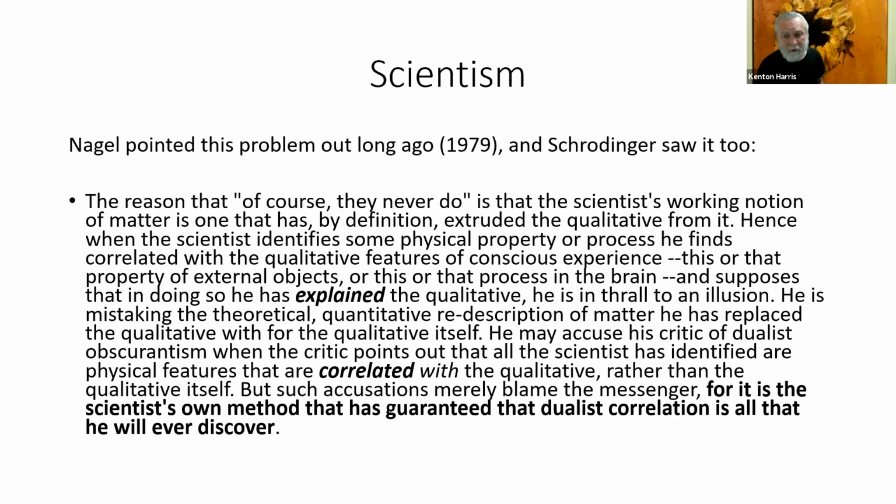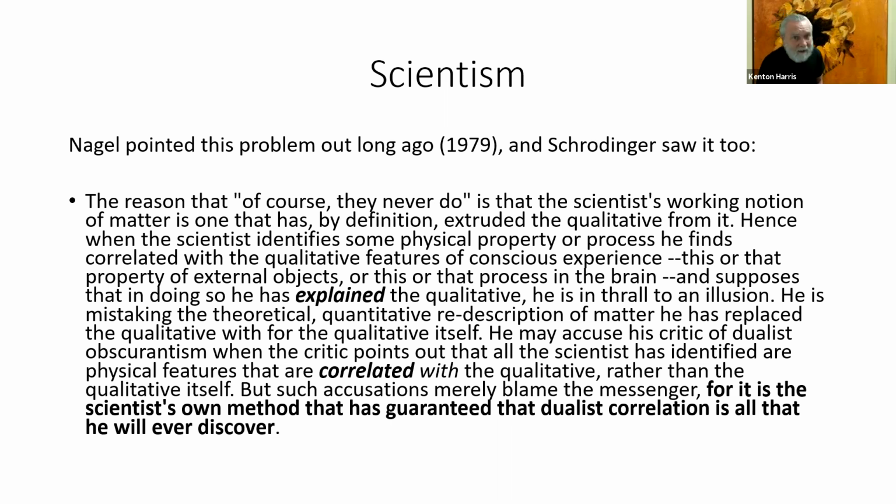The scientist may accuse his critic of dualist obscurantism when the critic points out that all the scientist has identified are physical features that are correlated with qualitative features, rather than the qualitative itself. But such accusations merely blame the messenger, for it is the scientist's own method that has guaranteed that dualist correlation is all he will ever discover.